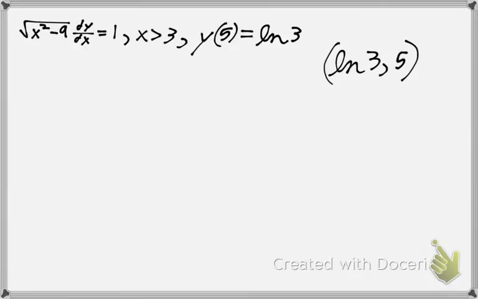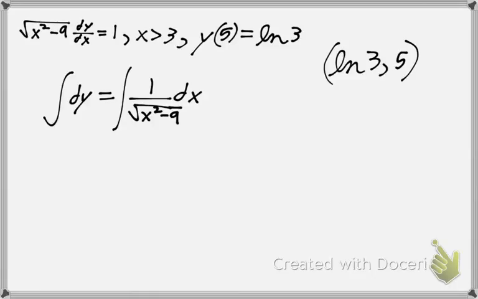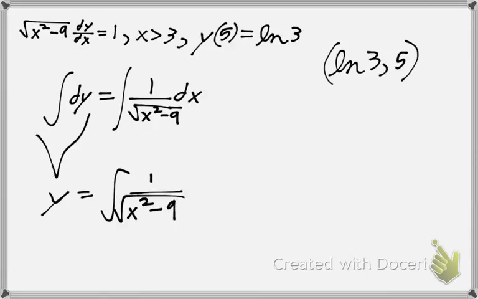Now, to do this problem, we're going to have to move some things around. To begin with, let's get the dy on one side, and then shift the dx to the other side. Now we're going to divide by the square root of x squared minus 9, so that's going to be on the bottom. Now we can take the integral. This will turn out to be y, and that will be equal to the integral of 1 over the square root of x squared minus 9 dx.